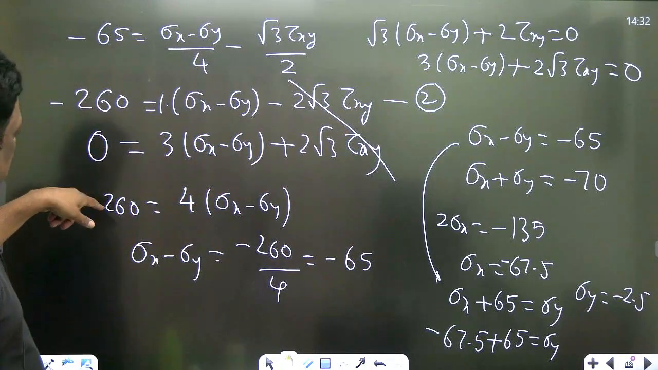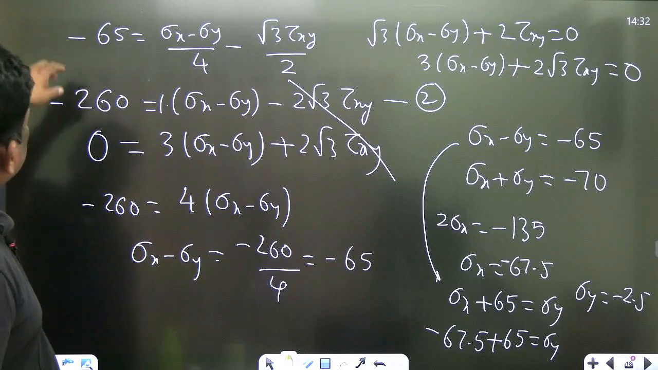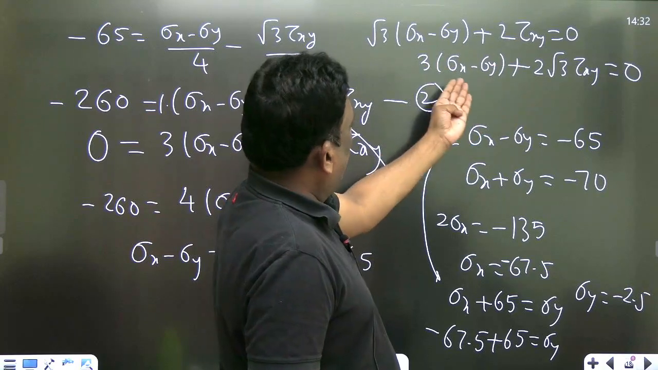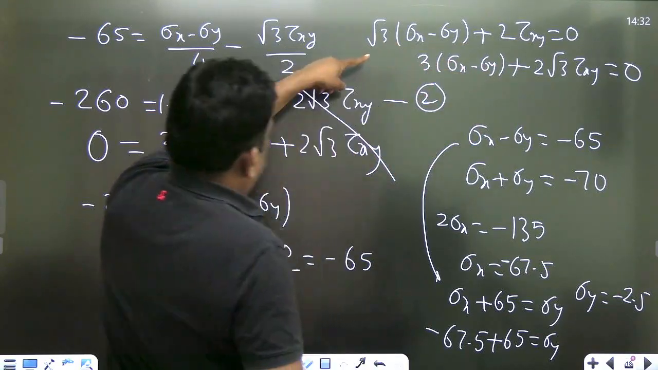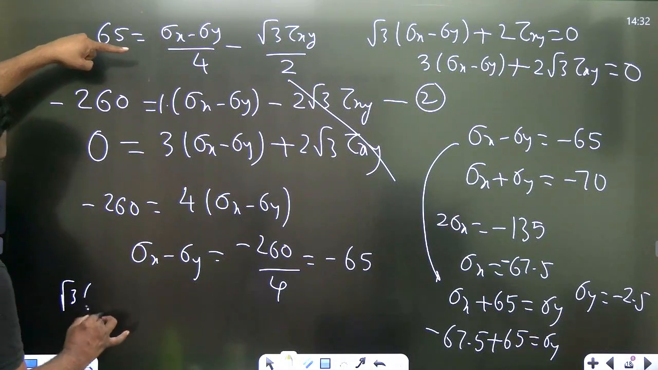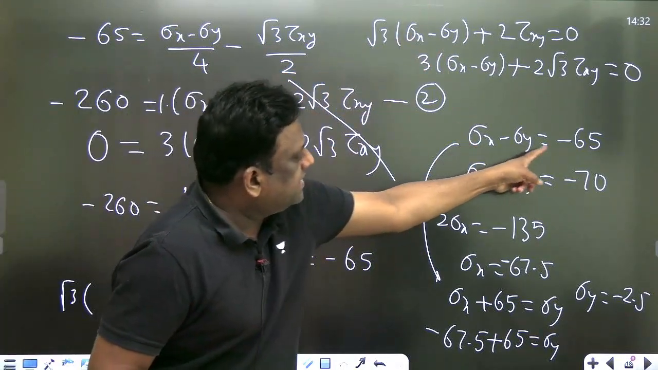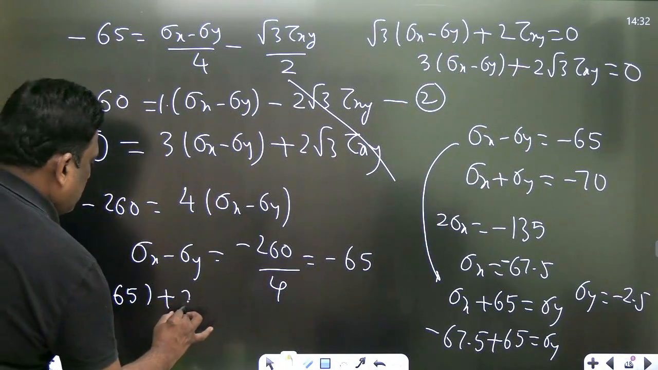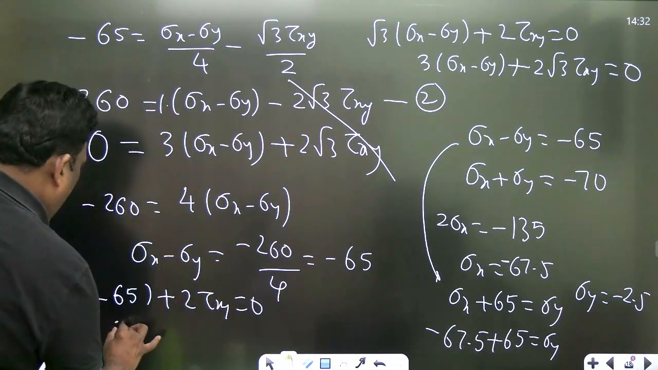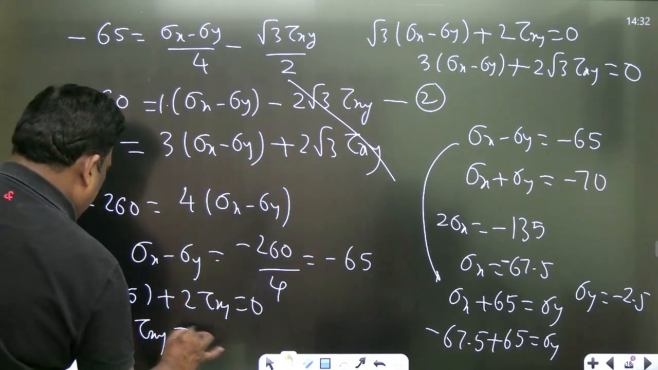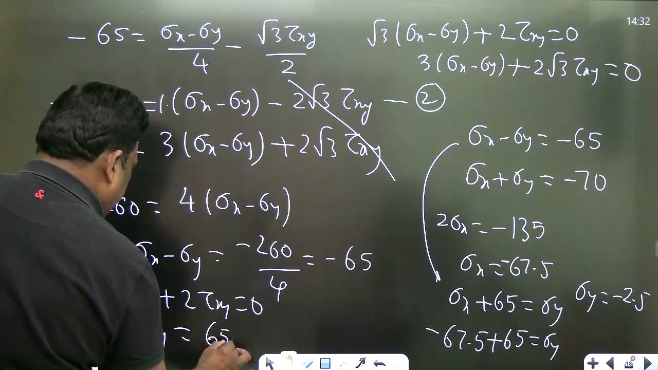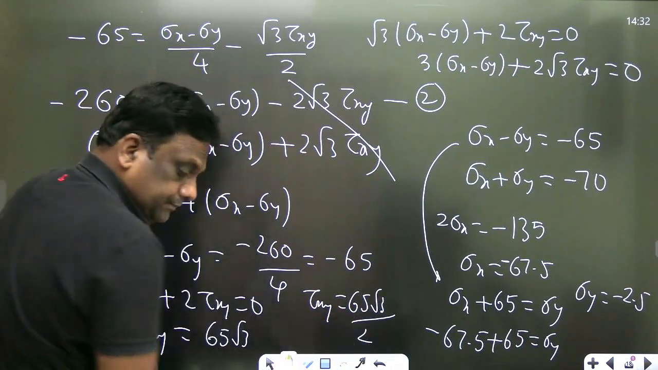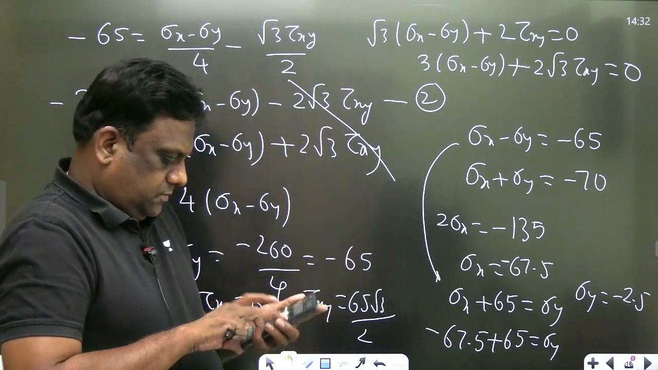So when sigma y is known, यहाँ ये. So I think there is one equation ना. हाँ. So I think I can easily calculate this tau value. So tau xy either root 3 sigma x minus sigma y. What is sigma x minus sigma y? Minus 65. Minus 65 plus 2 times tau xy is 0, or 2 tau xy is equal to, ये minus उधर जाएगा, तो 65 root 3. So tau xy is equal to 65 root 3 by 2.